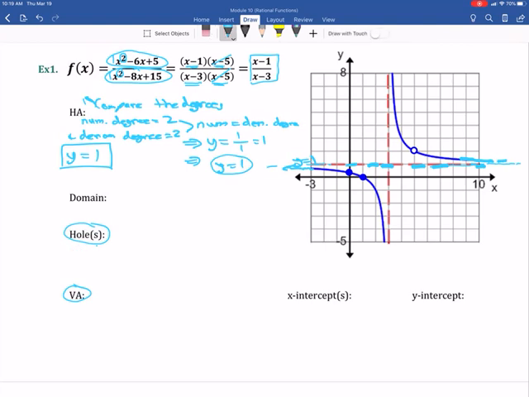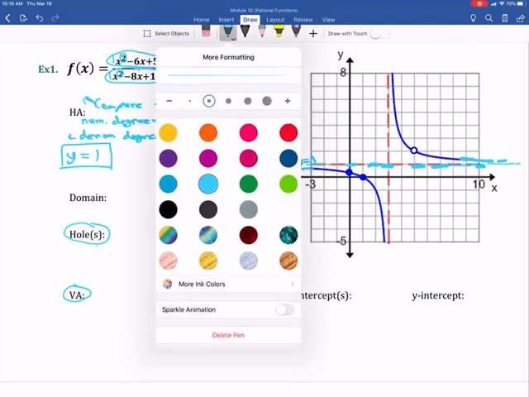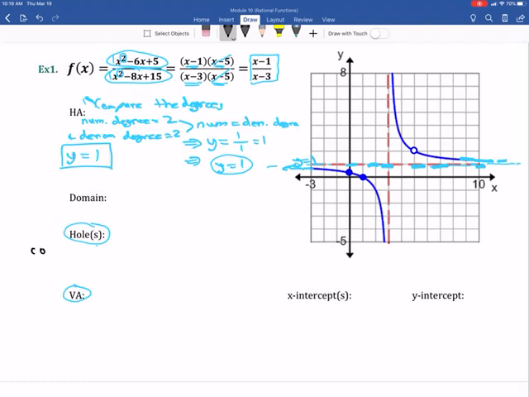Let's go ahead and write that down here. Again, this common factor: the common factor is x minus 5. Well, the hole will be located at the 0 of the common factor. So what's the 0 of this common factor?